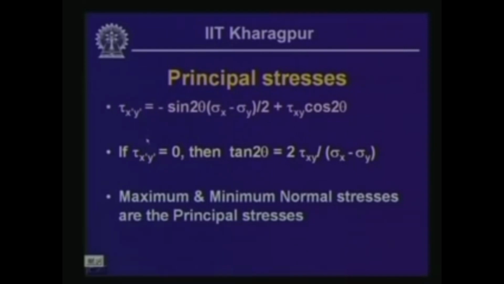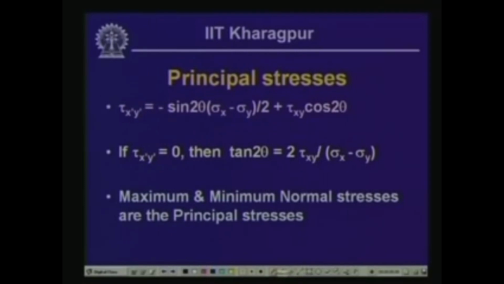Interestingly, if we look into that, the expression for tau x dashed y dashed is equal to minus sigma x minus sigma y by 2 sin 2 theta plus tau x y cos 2 theta. Now, if we set tau x dashed y dashed equal to 0, then we get tan 2 theta equal to twice tau x y by sigma x minus sigma y, which is similar to the expression which we had obtained for tan 2 theta by setting the derivative of the normal stress to 0. And since these two angles match, this shows that the planes where we have obtained the maximum and the minimum principal stresses coincide with the planes where the shearing stress is 0.